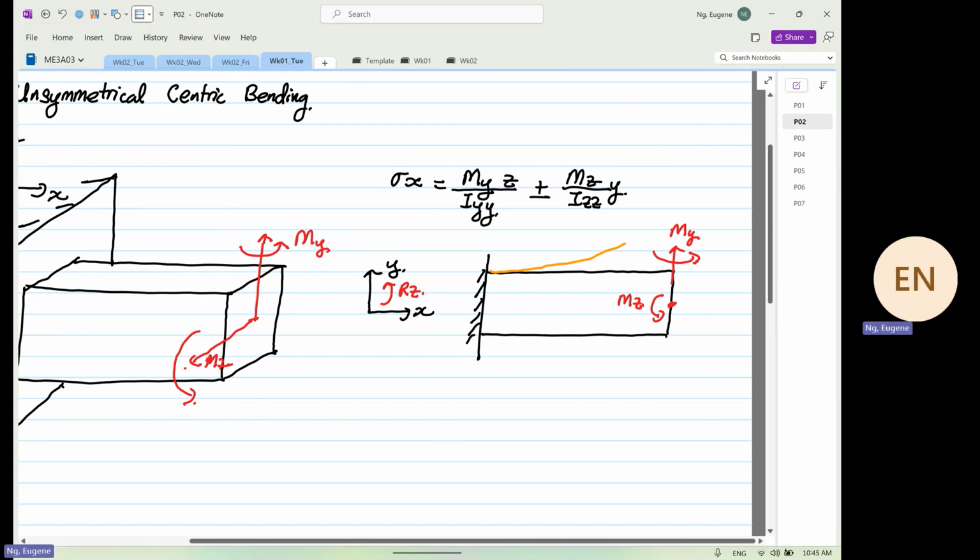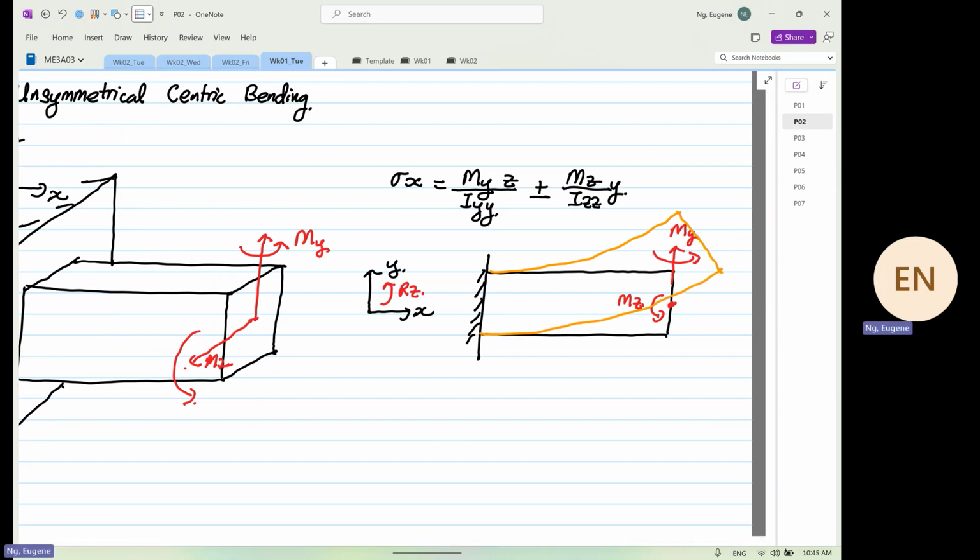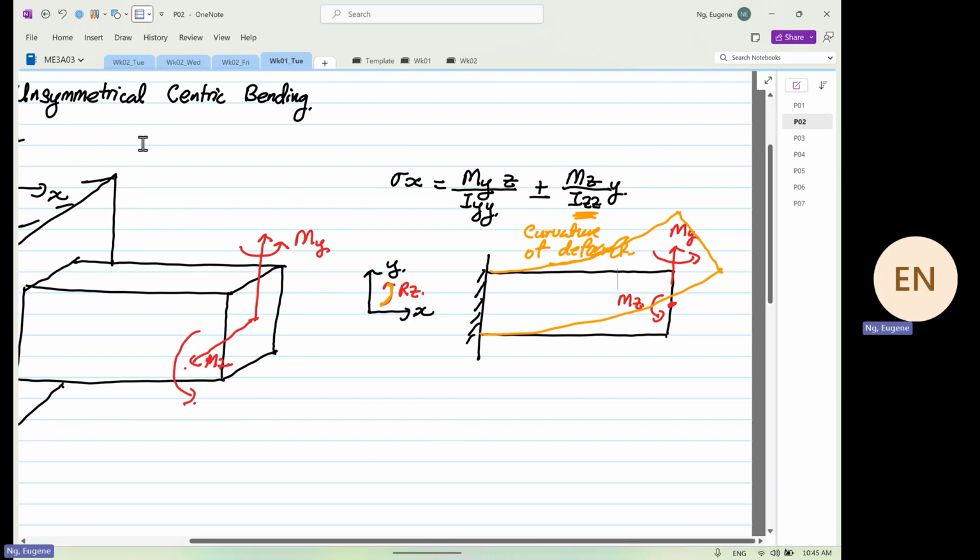So we know deformation will occur which way? It will occur this way. And if you look at the curvature, is the curvature in the same orientation as Z? Yes or no? Yes. So this is where you take the moment about I_ZZ. Are we clear? So you look at the curvature of the deformation. This will help you. If you forget the formula, this is what you must rely on.